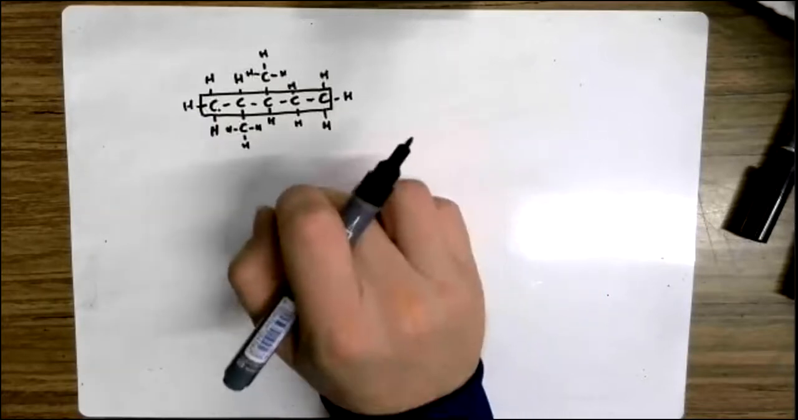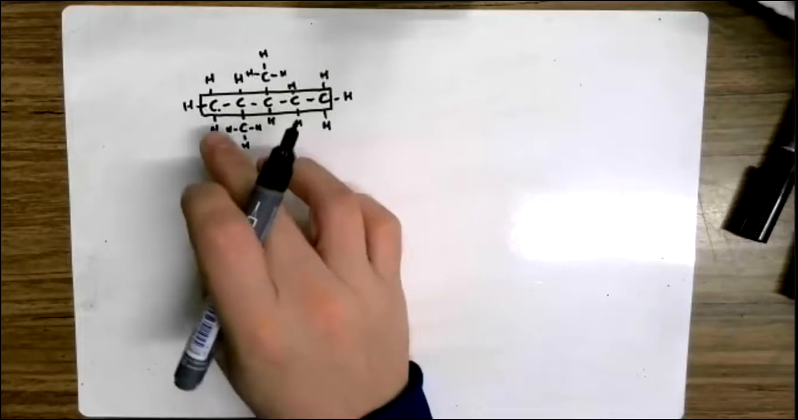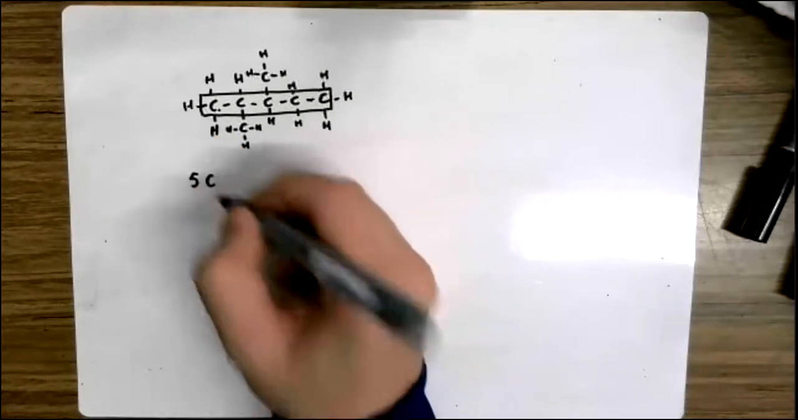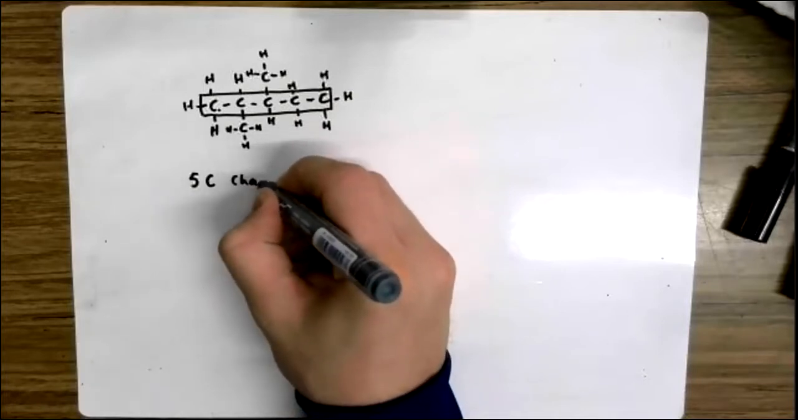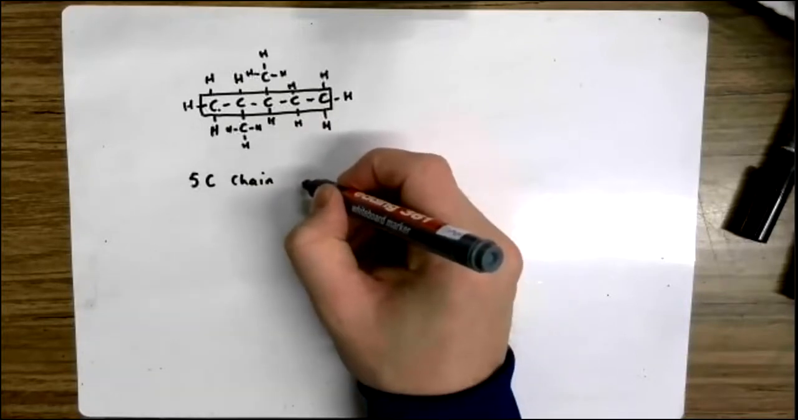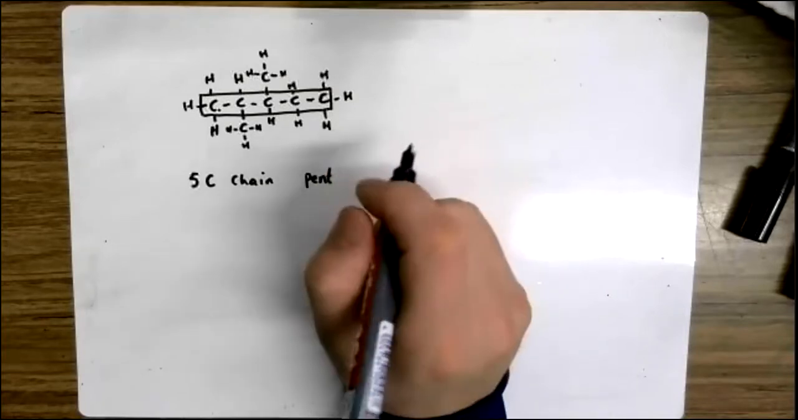Now you have to name this parent molecule. Well, first of all, we have to figure out it's got 5 carbons. So a 5 carbon chain, what is the base name? How many carbons, what is the name for 5 carbons? We say it's pent. 5 carbons is pent.